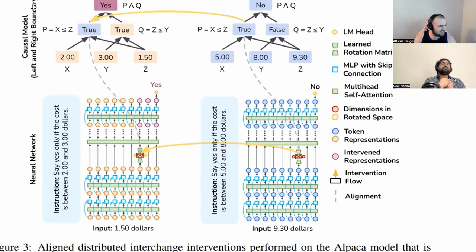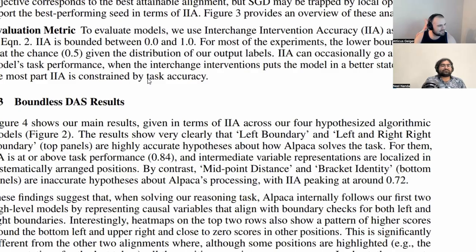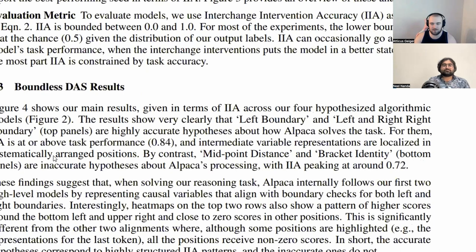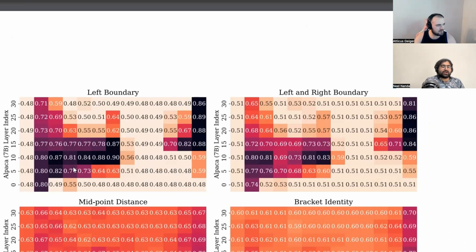You're totally chill. So basically, the big heat maps are just saying this is the best interchange intervention accuracy we got for each location. All right, what's the x-axis? What's the y-axis? Tokens and layers. Which one's which? Layers, this one. Tokens, this one. Oh, sorry. Okay, tokens are down here.